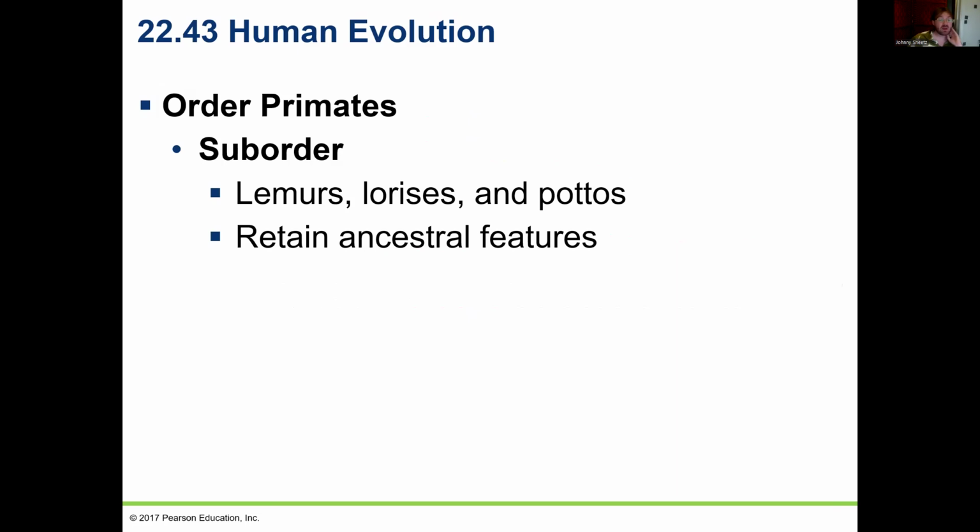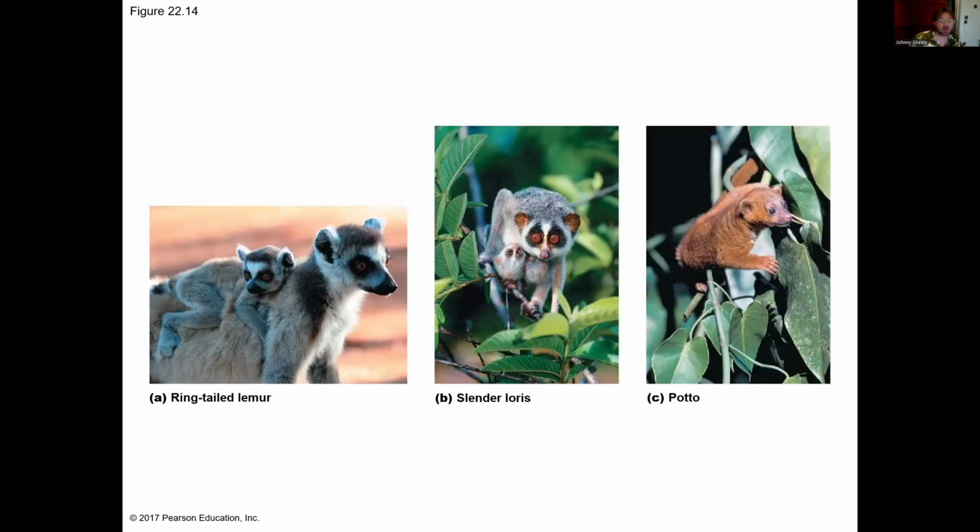Now, order primates. Within the primates, the first suborder that we can look at are going to be the primitive primates. These are going to be the lemurs, the lorises, and the pottos. They have a lot of our ancestral features. So this is kind of what we looked like when we were arboreal. Probably physically smaller, never as rangy as the potto, as the slender loris, because it has a few other adaptations that are associated with nocturnality and things like that. But yeah, we definitely have ancestors that look like a ring-tailed lemur or a potto.